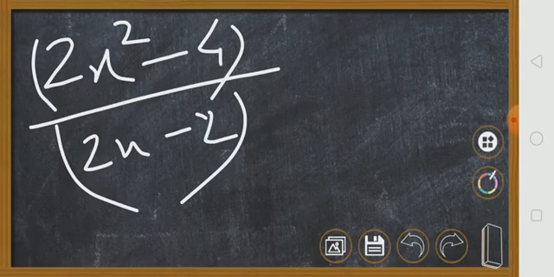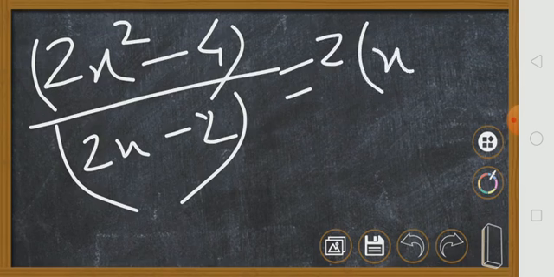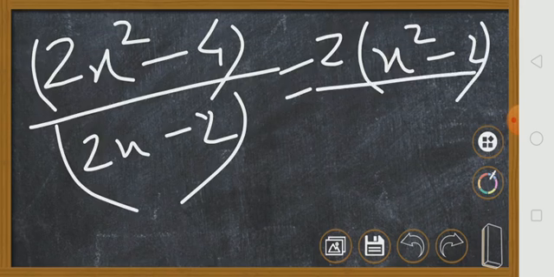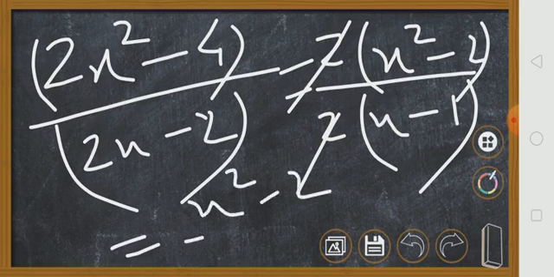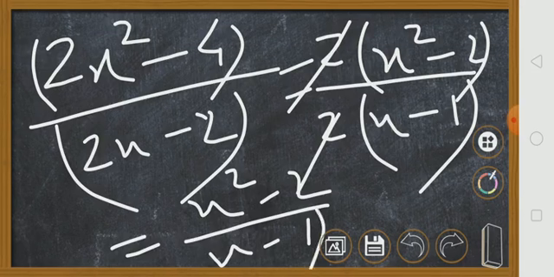So how do you do this? You can take 2 common in the numerator, so x square minus 2 divided by 2 into x minus 1. 2 will get cancelled. Now x square minus 2 by x minus 1. So this is your answer. This is a binomial, so put it in brackets. So these are the concepts of this chapter number 7, factorization.